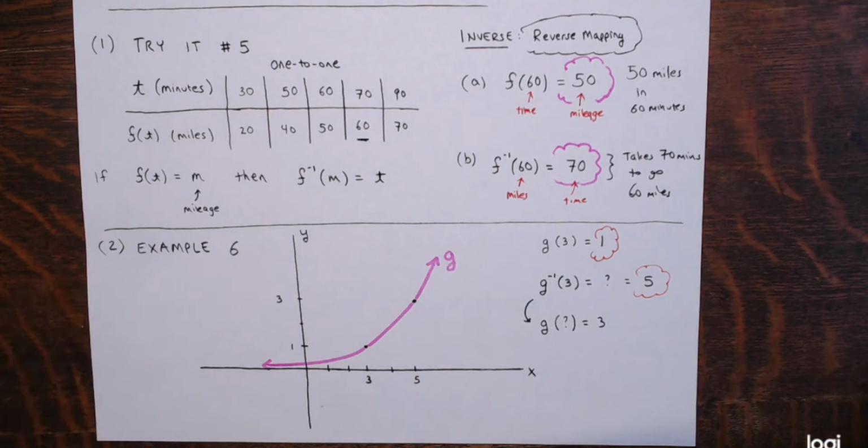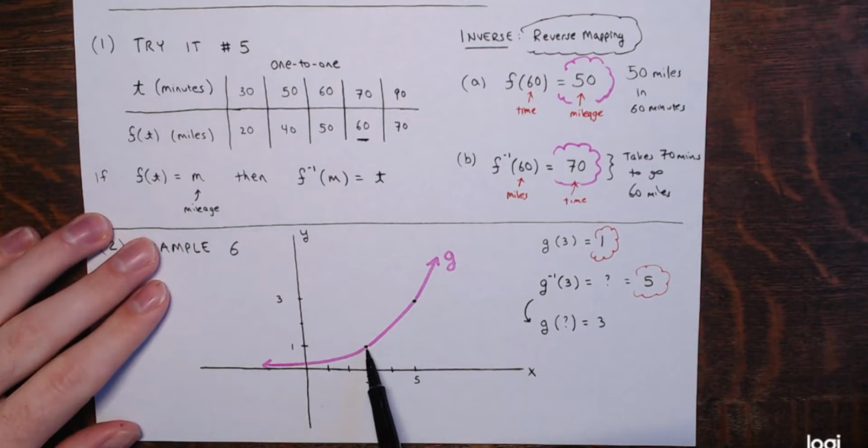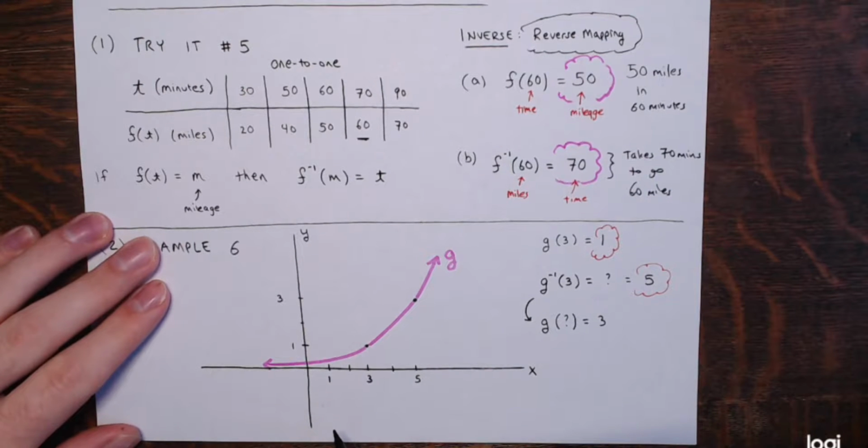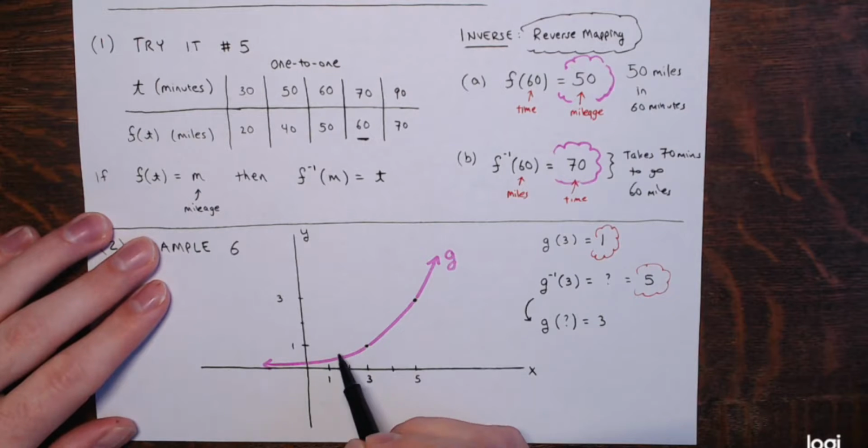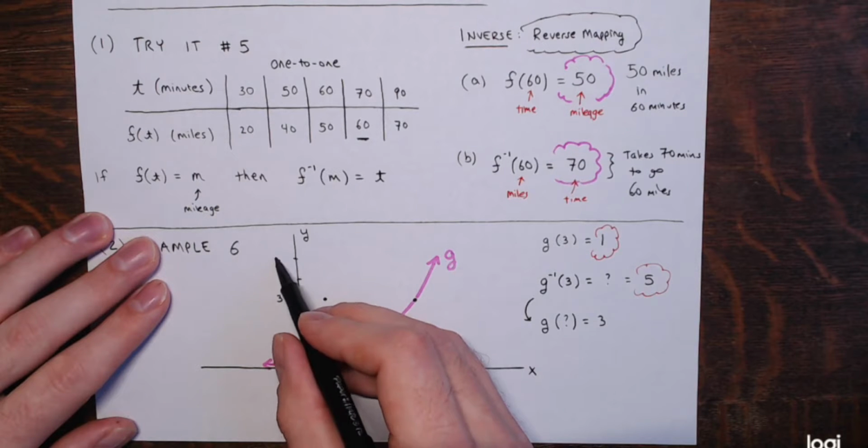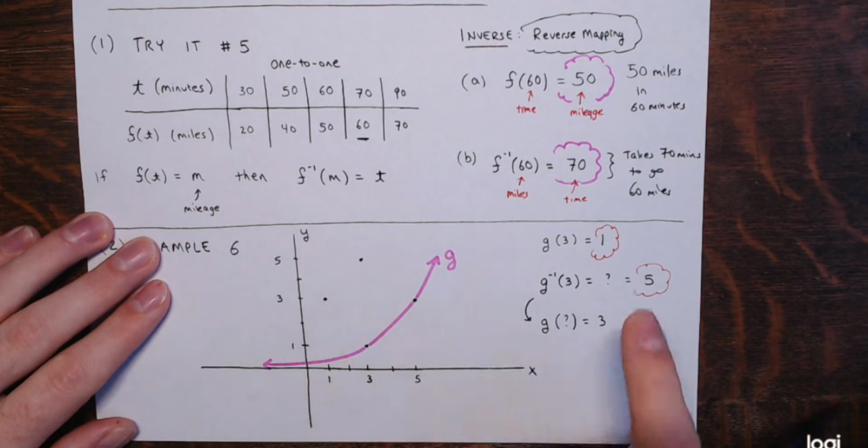Now again, if you don't see it right away from this original graph, you can make a graph of g inverse. Not a problem. g has 3, 1. Remember, in inverses, you just switch the mapping, reverse it, switch the x's and y's. So if the graph of g has 3, 1, the graph of g inverse will have 1, 3. And the graph of g has 5, 3, so the graph of g inverse will have 3, 5. And there's the answer to that second question. g inverse of 3 is 5.